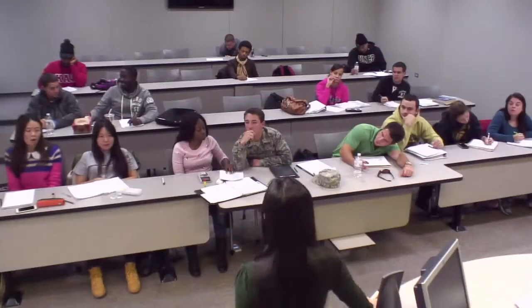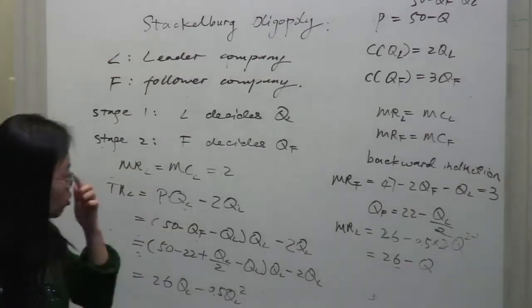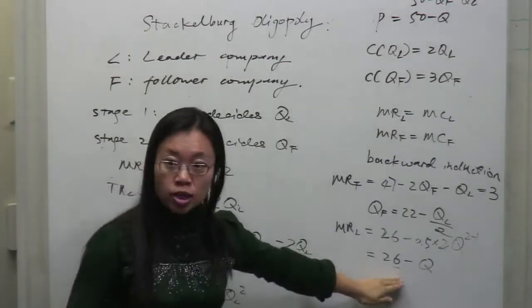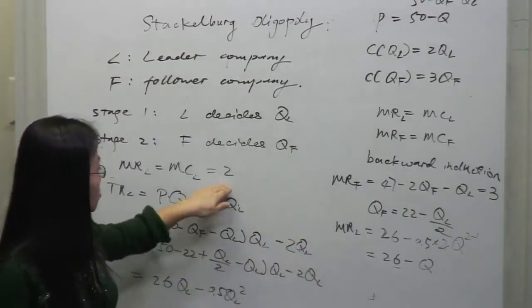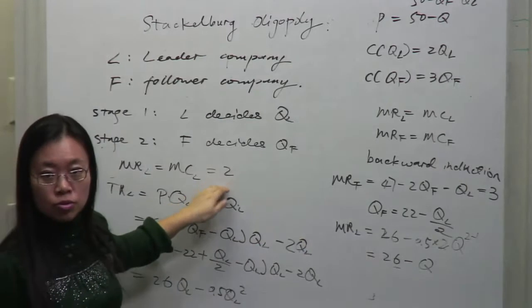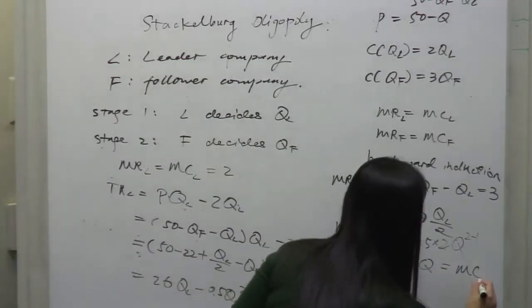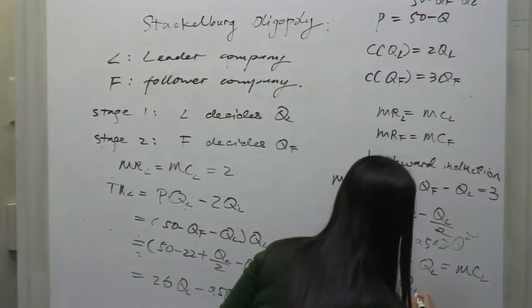I don't think you have a problem with that. Okay, so that's very straightforward, marginal revenue, and then we set this equal to what? Set this equal to marginal cost for the leader. So what is the leader's output?